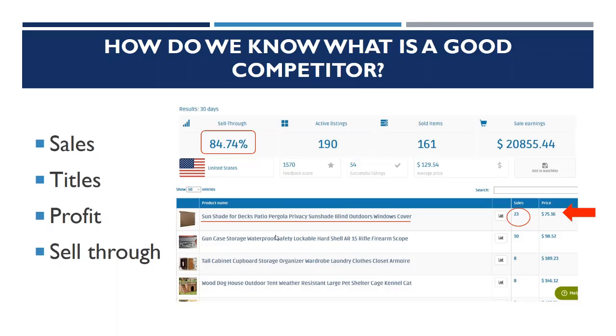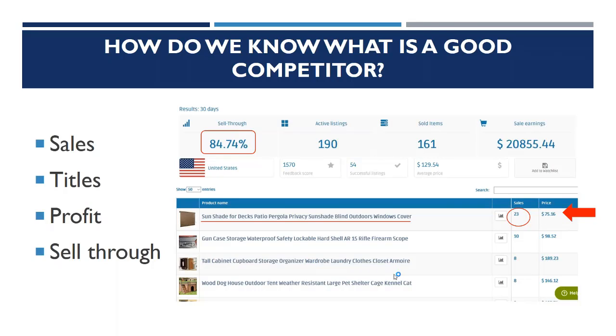Okay? So, the first important thing is sales. We want to see products with a lot of sales, like the one you see here, sold over 23 times in the last 30 days, or 10 times in the last 30 days. We want to see that this guy has a lot of sales compared to his active listings. Okay, it's very important. This is the sell-through.